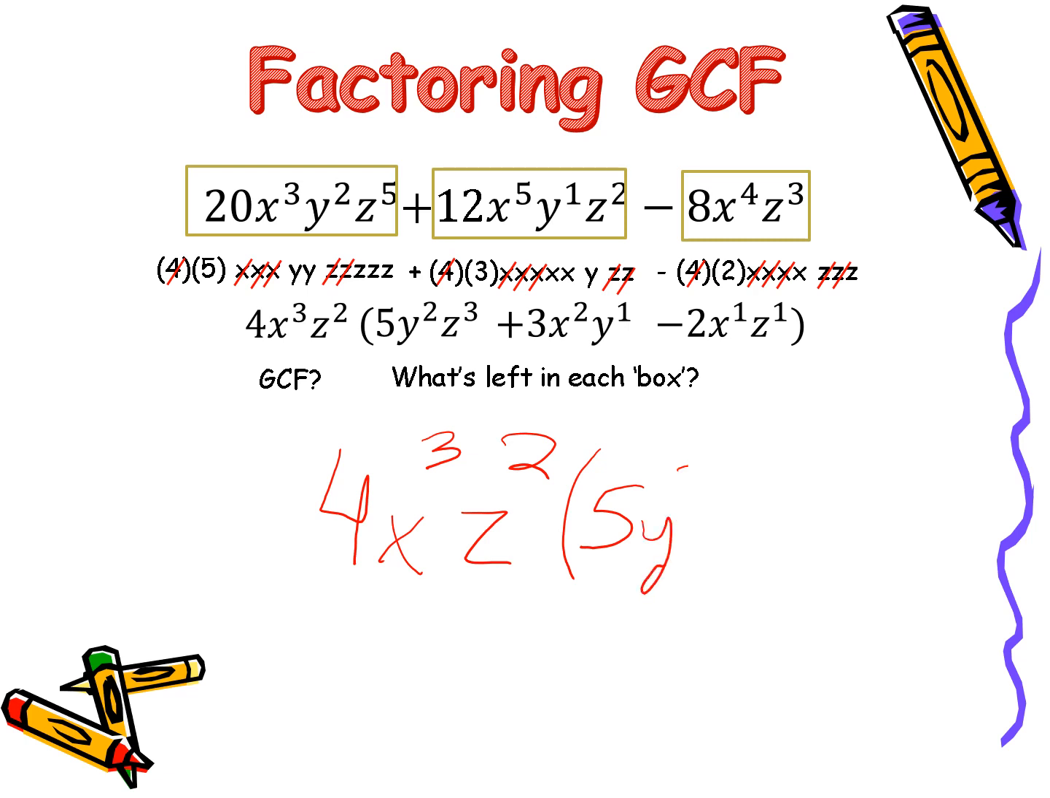write what's left, 5y squared z cubed plus 3x squared y minus 2xz. And then I close the parentheses. Now, you can always check your work by redistributing and see if you get back the original problem. If you get back the original problem, you know you have factored correctly. All right, so this is what we are left with. Let's move on.